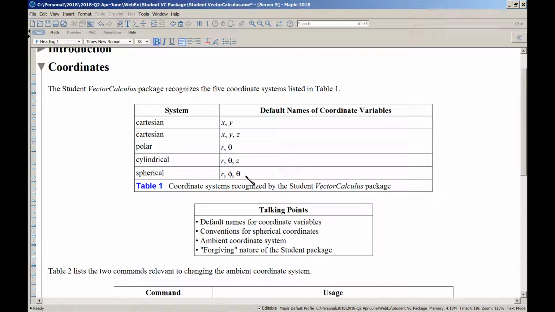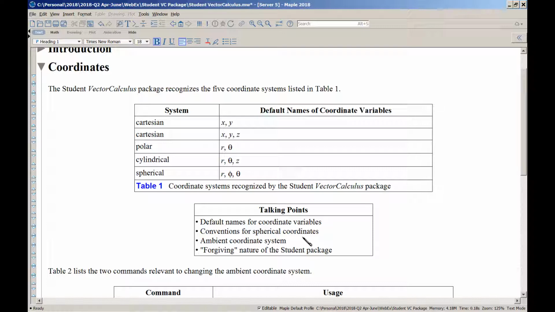If you are in the vector calculus package, not the student version, but the vector calculus package, you can access all of the orthonormal systems that Maple recognizes, 30 some odd systems, whatever. But there are no default variable names, and consequently you must constantly define coordinate systems and coordinate variables every time you turn around in that package. That's my preference for the student vector calculus package. It's more forgiving, a little bit simpler.